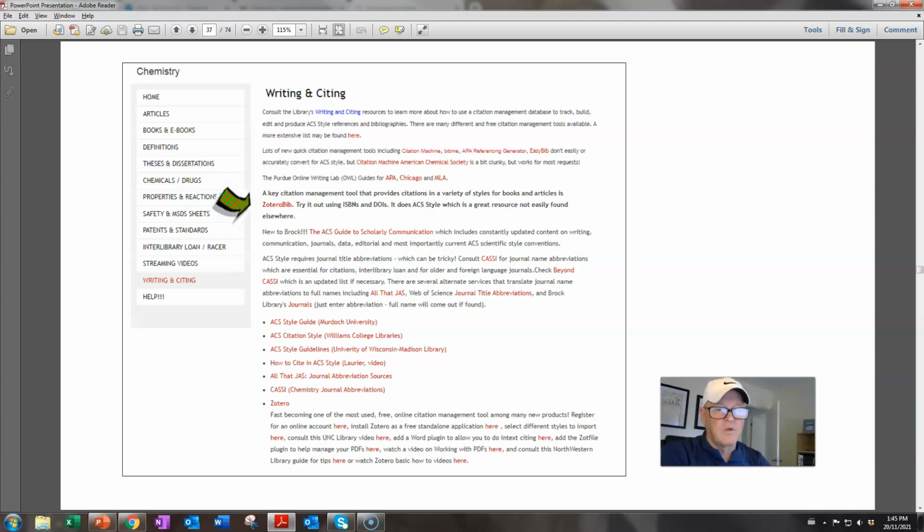It works better than anyone else, and I'll show you how it works, but it includes ACS style, which I'm asking you to do as well. There's other tools here, there's other quick guides, and Zotero is at the bottom.